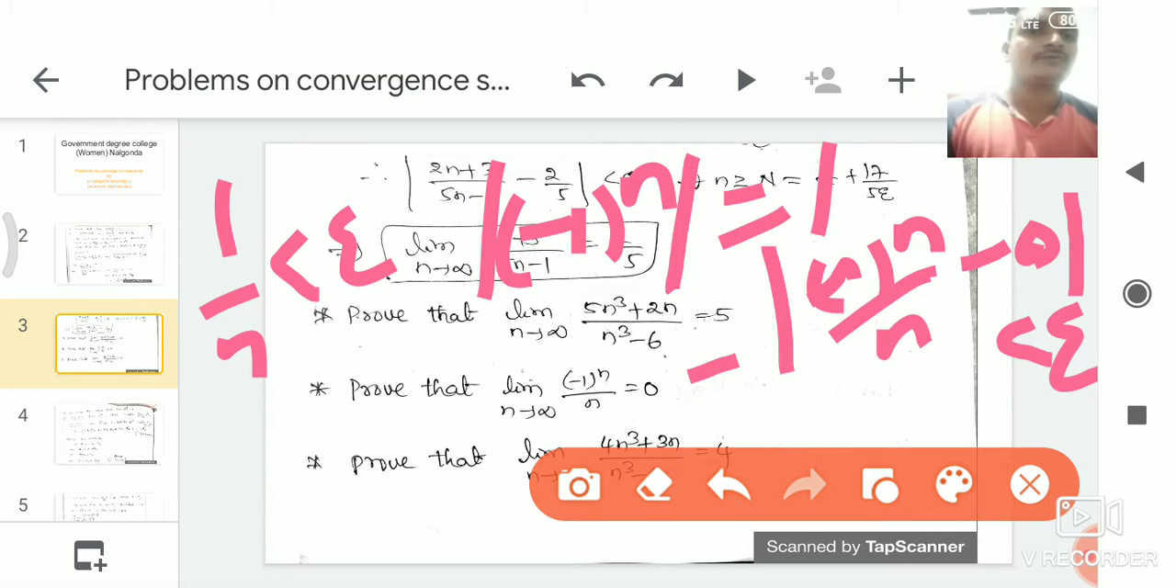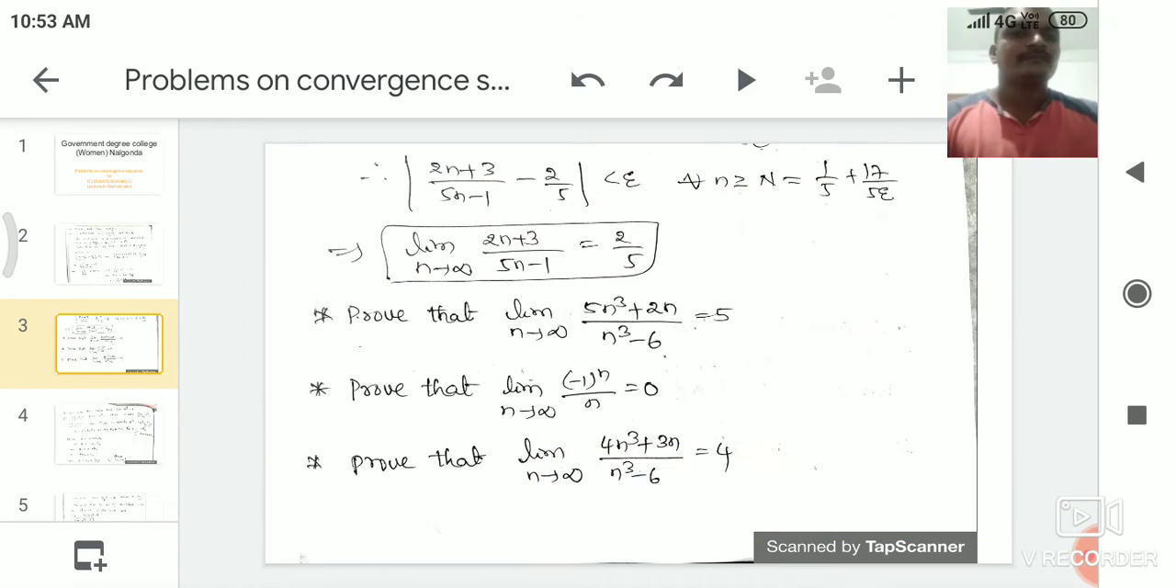Mod of (minus 1) power n is equal to 1. In the denominator only n is there, mod of n is equal to n. From that we get 1 by n is less than epsilon only. From that we find the natural number n. Then the given sequence converges to 0. Similarly, you can do the next problem: limit n tending to infinity of (4n cube plus 3n) by (n cube minus 6) is equal to 4. Here the given sequence is (4n cube plus 3n) by (n cube minus 6) and the limit point is 4.